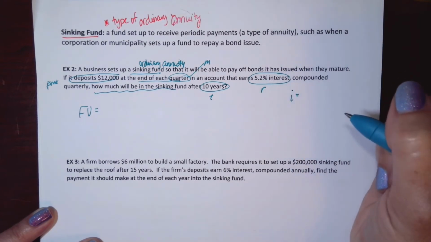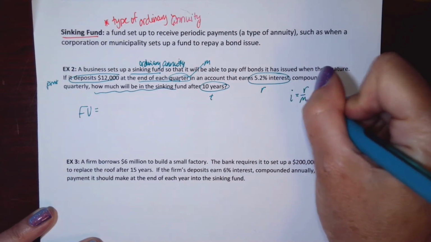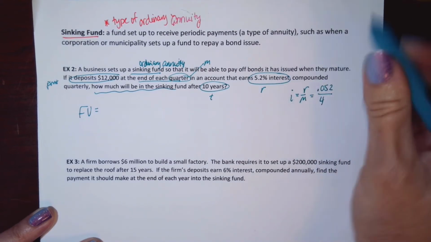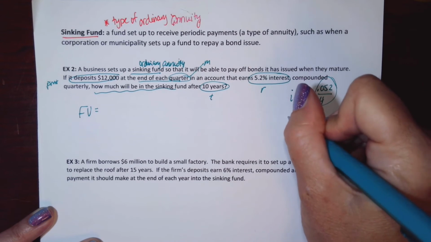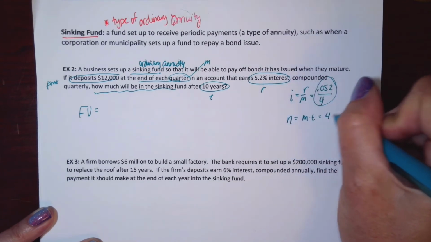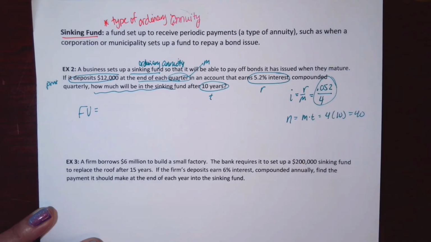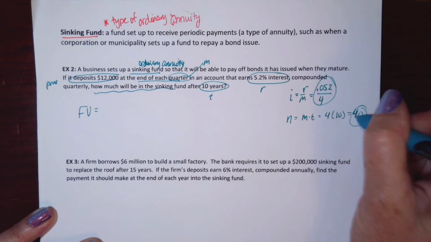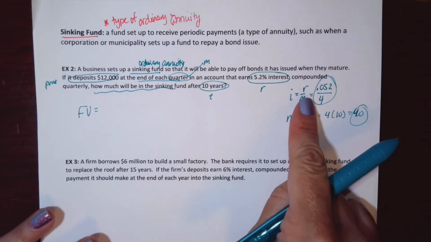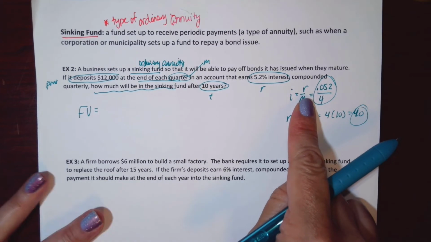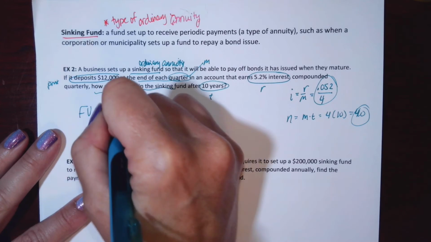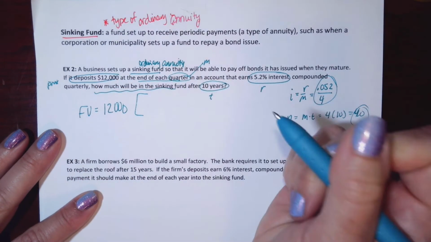So for our formula, we're going to need I, which is R over M. In this case, 0.052 over 4. And then N is M times T, which is going to be 4 times 10, or 40. Those are pieces of information we're going to need for our calculations. Now notice that I don't ever plug this in and round that off, because you don't round till the end. If you round before the end, you're going to just affect your result.